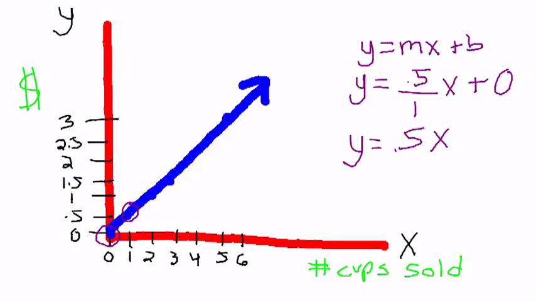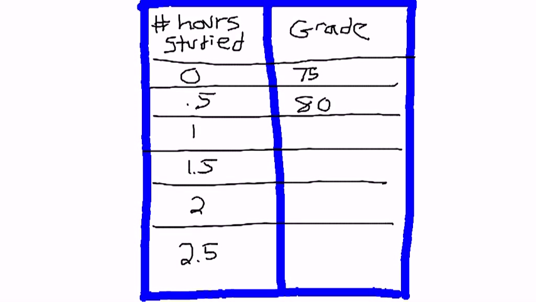This table shows the relationship between the number of hours Joe studied and the grade that he received on his test. So, we see here that if Joe studies for 0 hours, he'll get a 75 on the test. If he studies for 0.5 of an hour, or a half hour, he'll get an 80 on his test. In this case, which variable is the independent variable and which is the dependent? Since Joe's grade on his test depends on how many hours he studies, we can see that his grade is the dependent variable and the number of hours he studies is the independent variable.